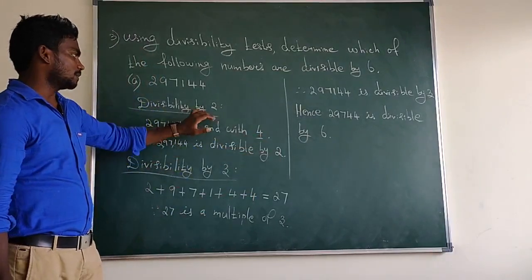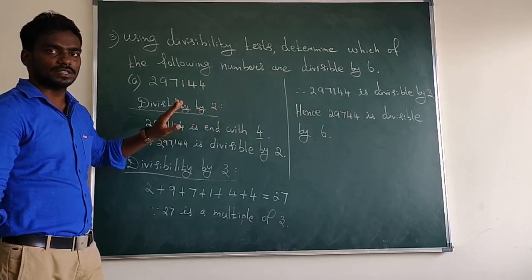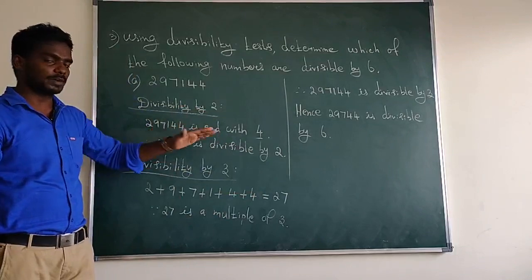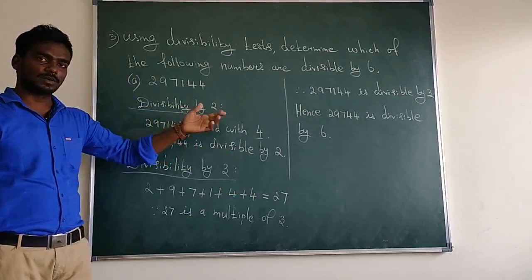How do we check whether a number is divisible by 2? If the last digit is either 0, 2, 4, 6 or 8, the number is divisible by 2. Therefore this number is divisible by 2.